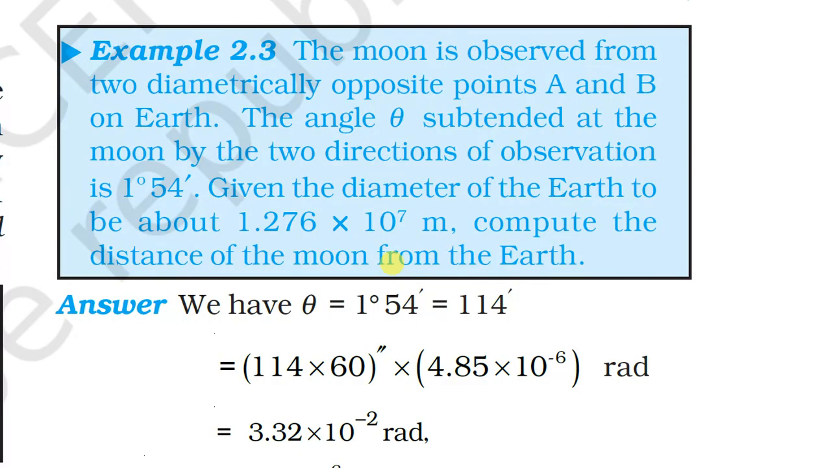Let's see another example, example 2.3. The moon is observed from two diametrically opposite points A and B on Earth. The angle theta subtended at the moon by the two directions of observation is 1 degree 54 minutes. Given the diameter of Earth to be about 1.276 × 10^7 meters, compute the distance of the moon from the Earth.